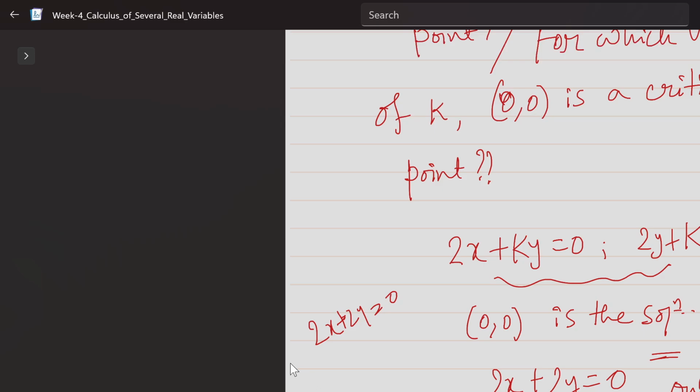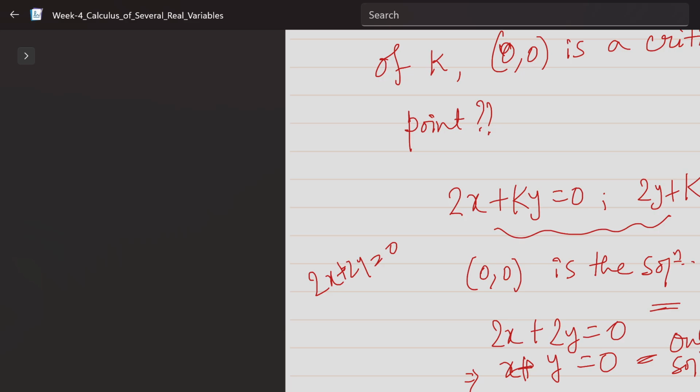Then how is k any value? Then k can be fixed. Now let me check. Just one minute. I'll check. So x is minus ky by 2, right? So I'll put that in that equation.